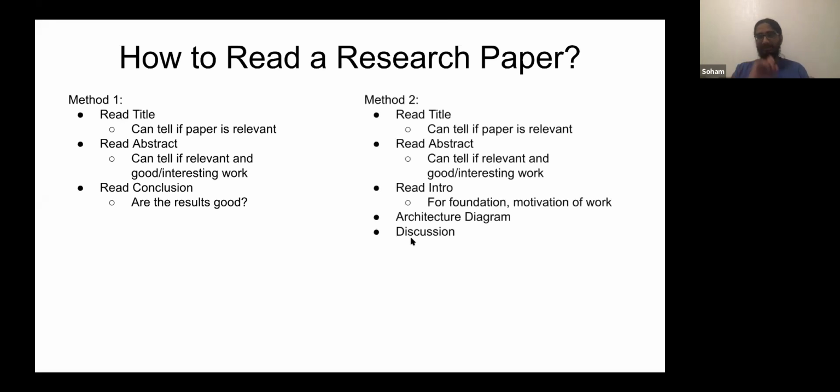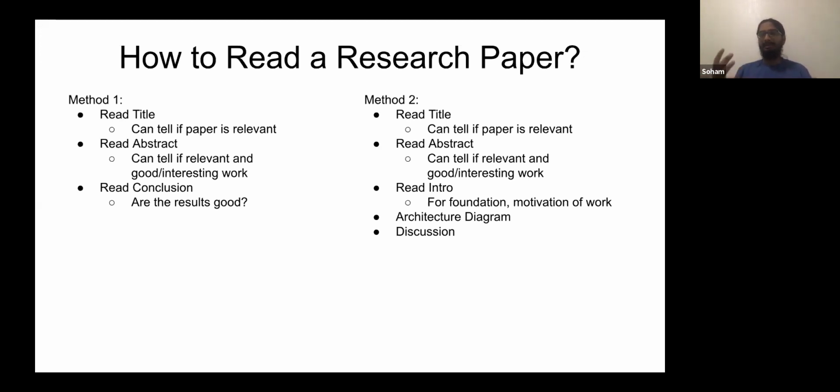So method two, which is something that I prefer: I read the title and abstract first, because it tells me if the work is relevant and if it is interesting. Then I often read the introduction. This is so that I understand what the foundation of the work is and what the motivation for the work is, because oftentimes that's also important, especially if you feel that the research area is relevant to your field. You might want to know why the researchers went about trying to tackle this problem. That is almost always present in the introduction. So that's why I prefer to read the introduction as well.